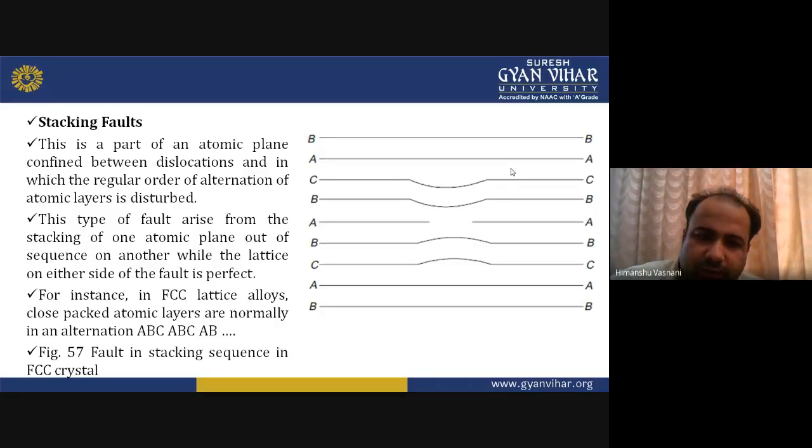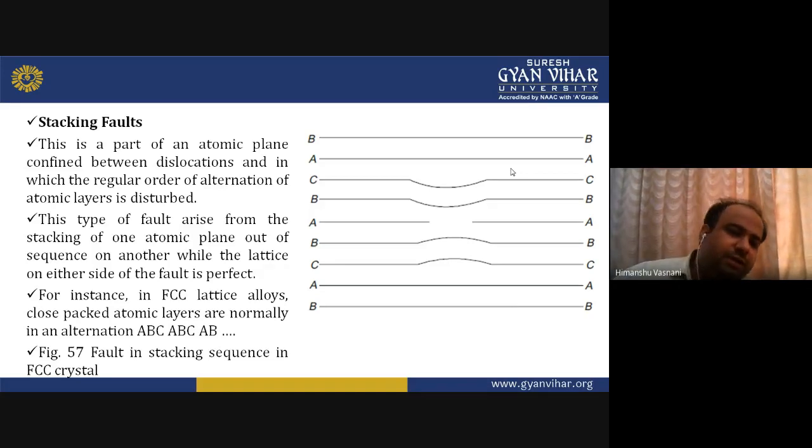This type of fault arises from the stacking of one atomic plane out of the sequence on another, while the lattice on either side of the fault is perfect. I repeat, how do they arise? They arise because of stacking of one atomic plane out of the sequence on another while the lattice on either side of the fault is perfect.